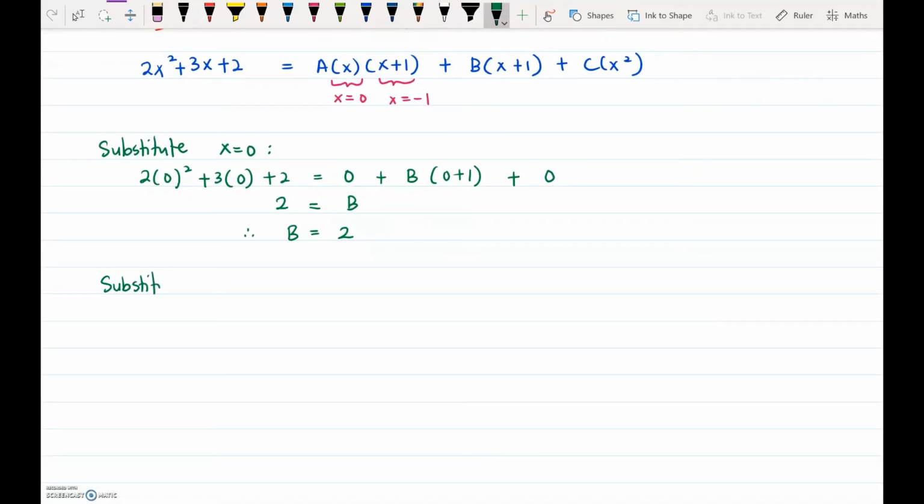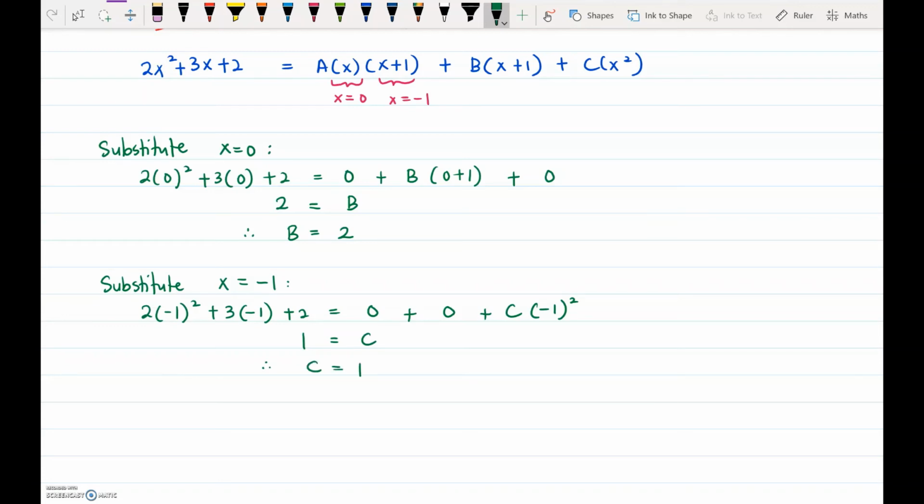Substitute your x equals to -1. Okay, and we will have 2 times -1 squared plus 3 times -1 plus 2 equal to, so this one also will be 0, and plus for b is also 0, and for c we have -1 squared. Okay, now we will have here 2 minus 3 plus 2 is 1 equals to c. So we say that c equals to 1.